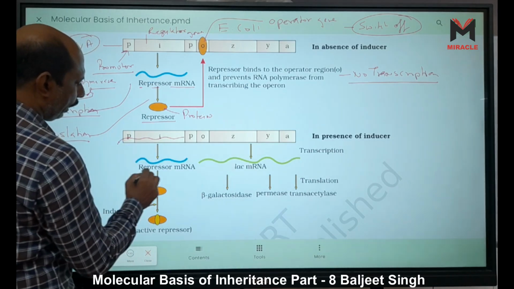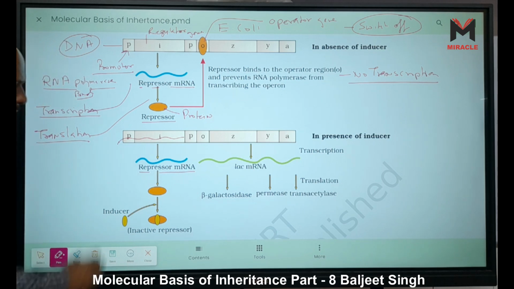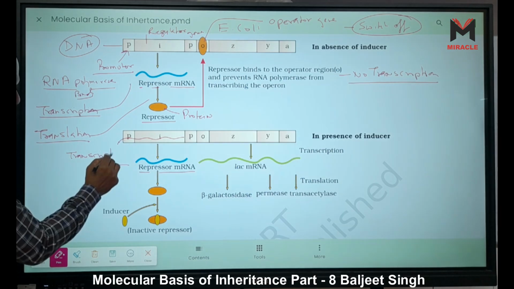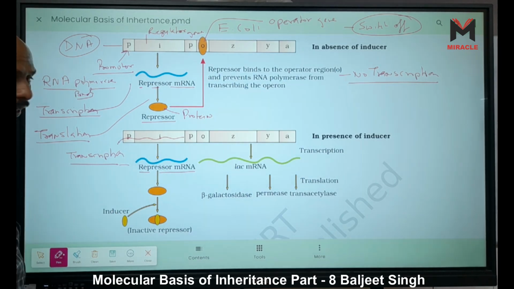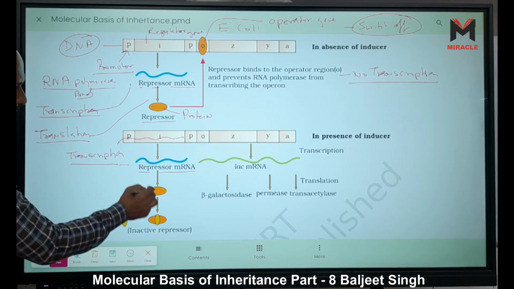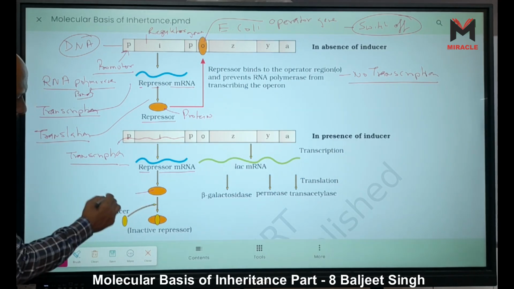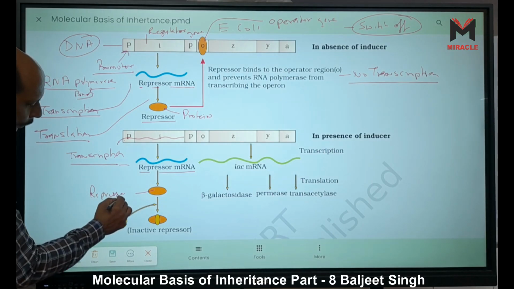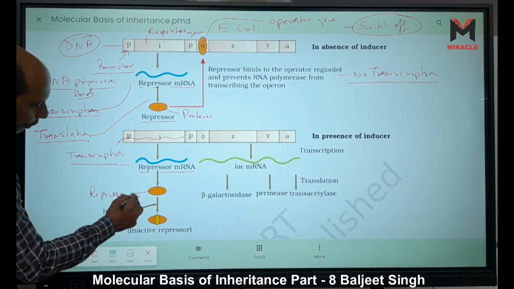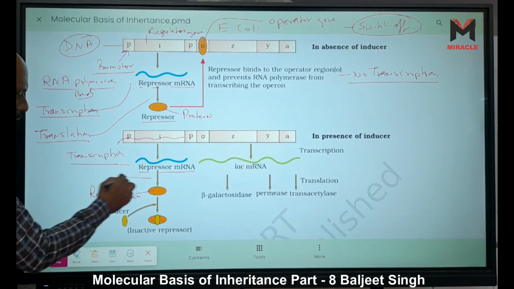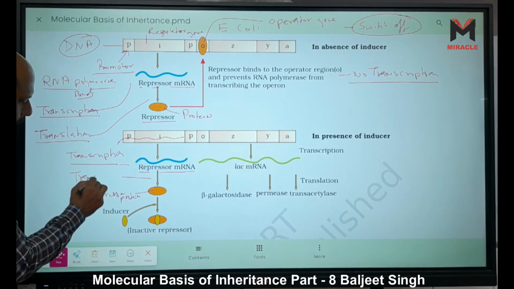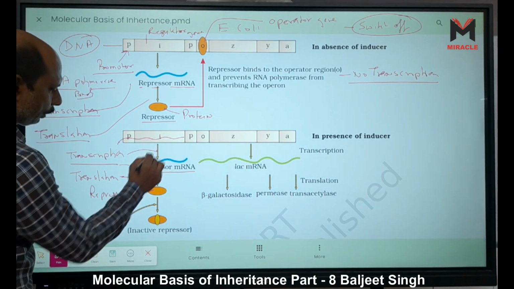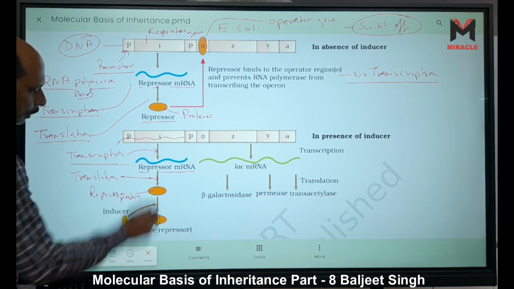When it moves to this side, repressor mRNA is formed through transcription. Repressor mRNA is formed, and this repressor mRNA forms repressor protein. This one is protein, the repressor protein. It forms through the translation process. This is transcription, and this one is the translation process.